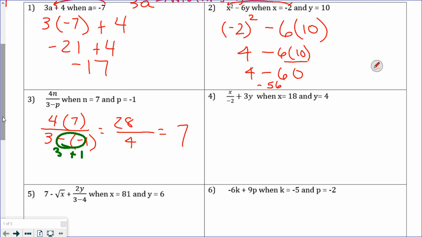Okay, looking at number 4, x divided by -2 plus 3y. So x is 18, so I'm plugging in 18 for x, plus 3 times y is 4. Okay, I would invite you to pause the video at this point so that you're actually trying to solve it on your own. And once you're done, you can press play. So 18 divided by -2 gives me -9, plus 3 times 4 would give me 12. Straight across, -9 plus 12 simplifies to 3.